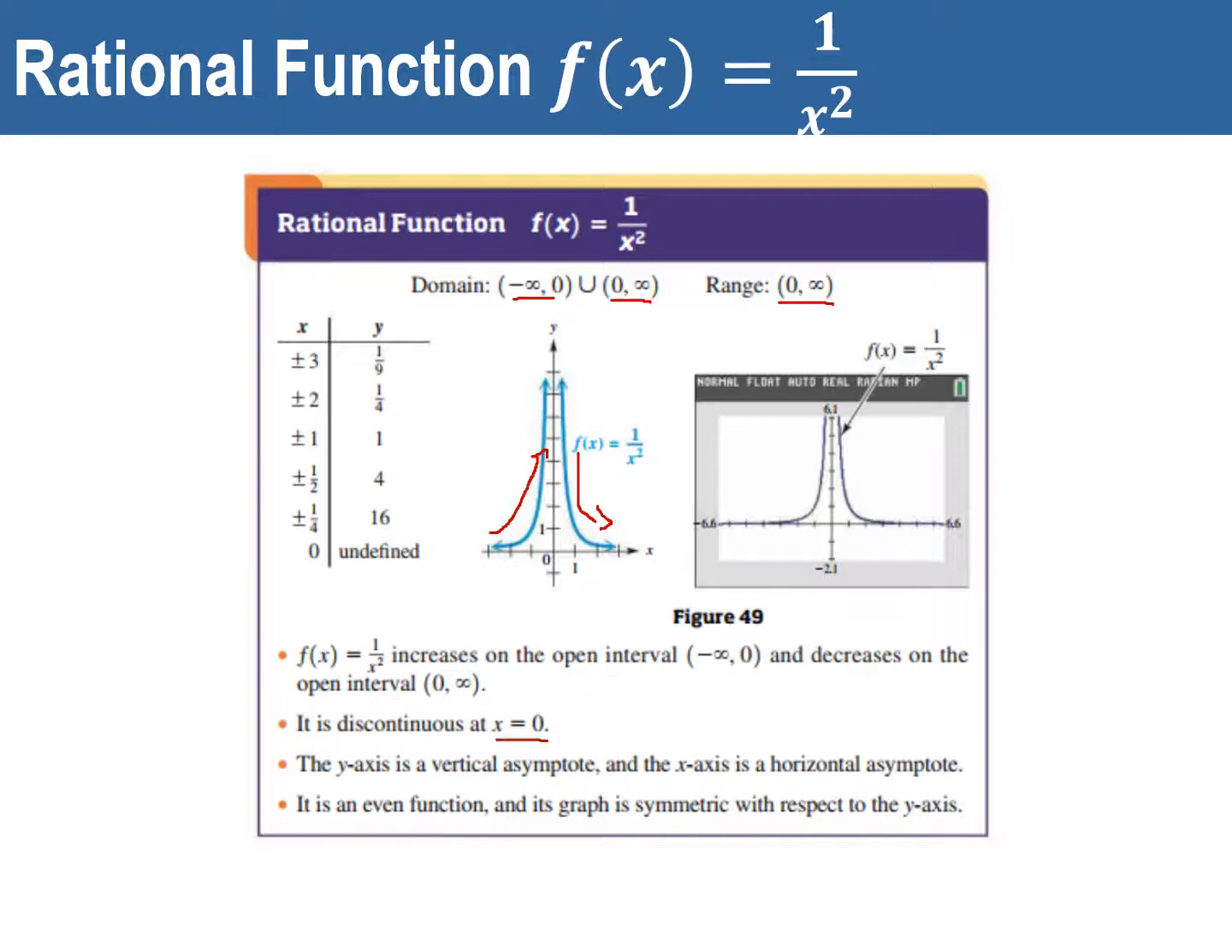It's discontinuous at x equals 0. It has a vertical asymptote there. It has a horizontal asymptote of y equals 0. It's even and is symmetric with respect to the y-axis.